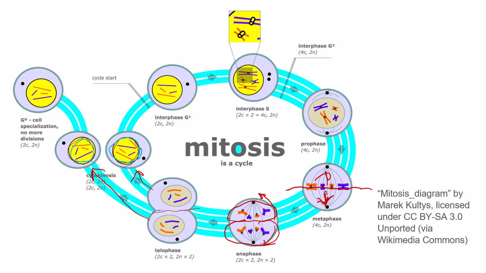Now this process where a cell makes a copy of itself and each copy has all the DNA is called mitosis. You can see here in the middle, mitosis. M-I-T-O-S-I-S.